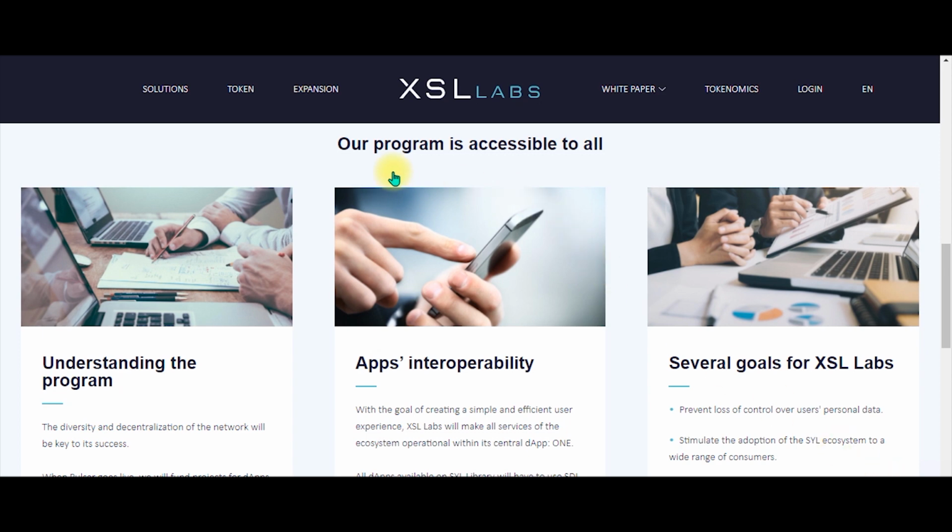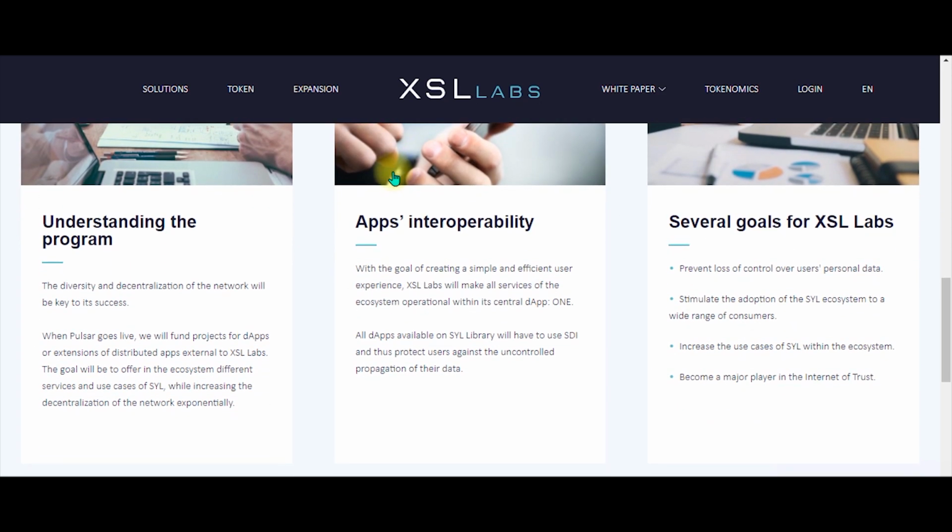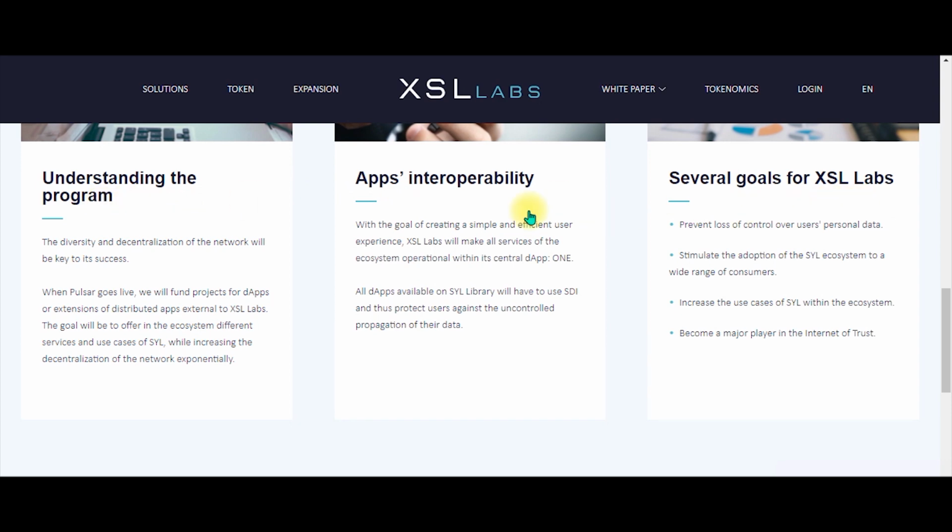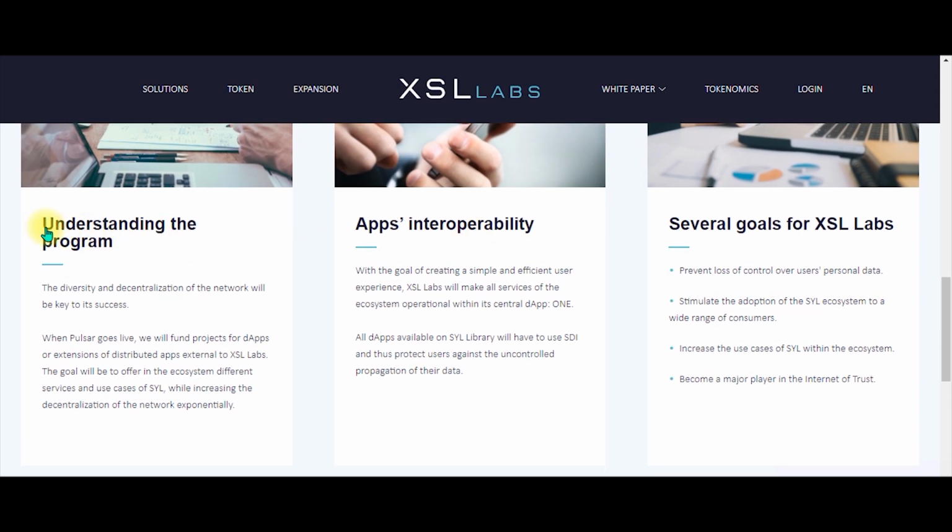The program is accessible to all, as they've already mentioned. So here we can see some features highlighted with pictures. Let's go through them. Understanding the program.